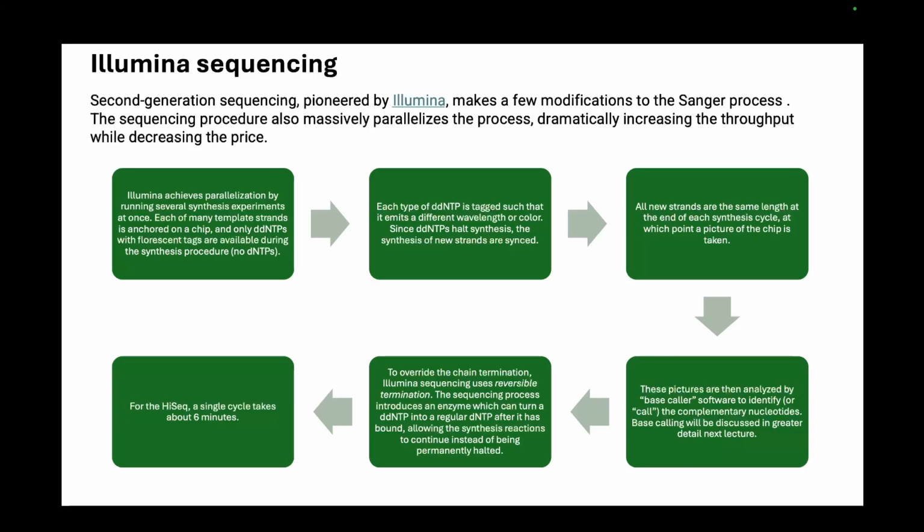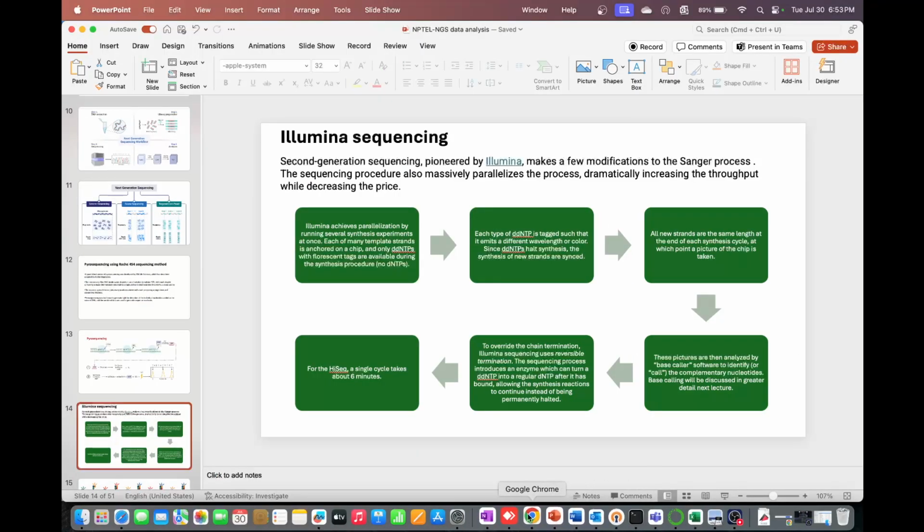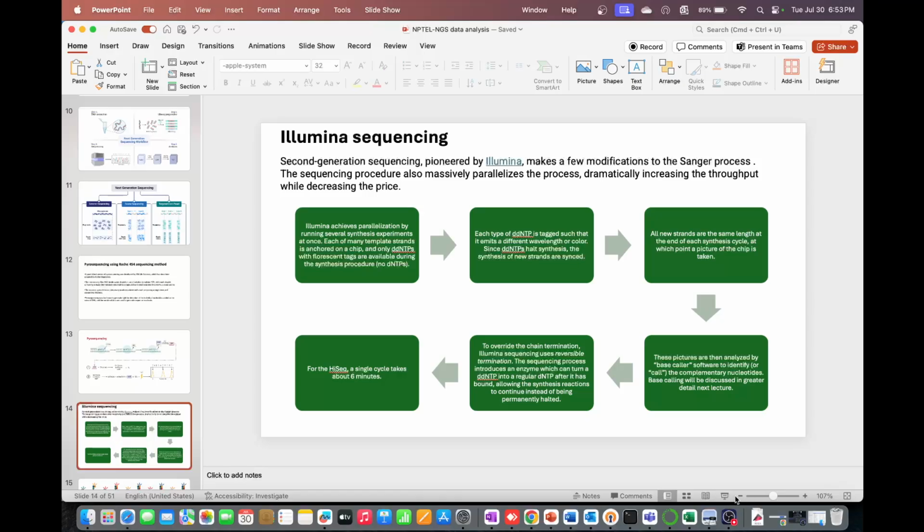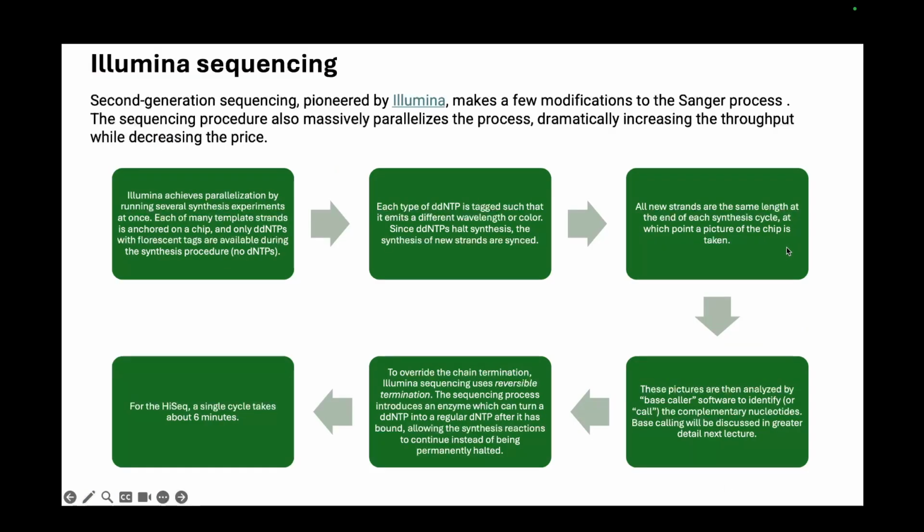As we talked about earlier, the Sanger process uses sequencing by synthesis to generate the sequence. Illumina actually uses that technology, but in a much more defined, much more technologically advanced manner. The sequencing procedure is massively parallelized in the case of Illumina, and this dramatically increases the throughput while decreasing the price. I'll just go over the method and how it goes on.